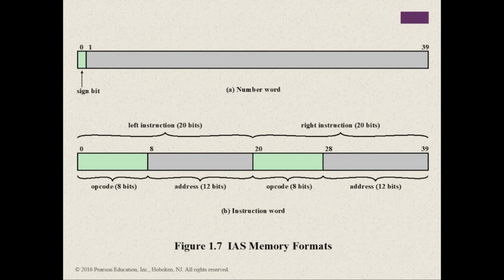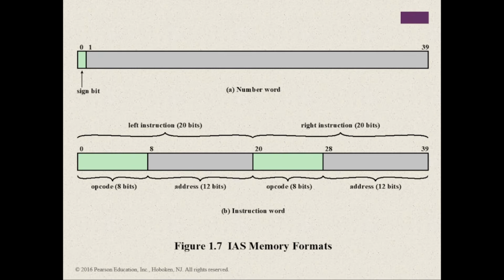Each number is represented by a sign bit, so we have 1 bit for the sign and a 39-bit value. 39 plus 1 is equal to 40 bits. And then a word may alternatively contain two 20-bit instructions, with each instruction consisting of an 8-bit operation code, or opcode, specifying the operation to be performed, and a 12-bit address designating one of the words in memory, numbered from 0 to 999. So that's all for the IAS memory formats.